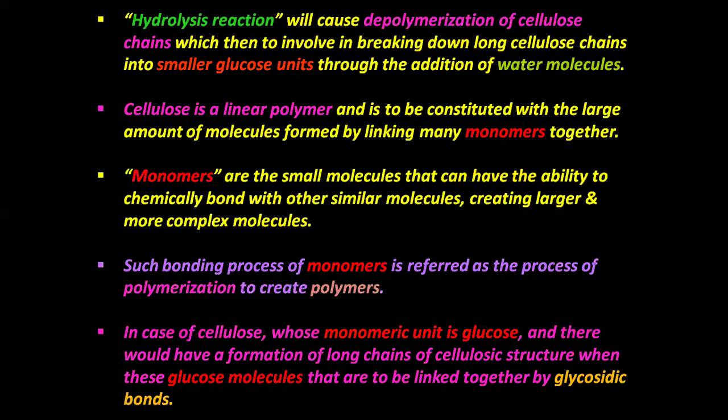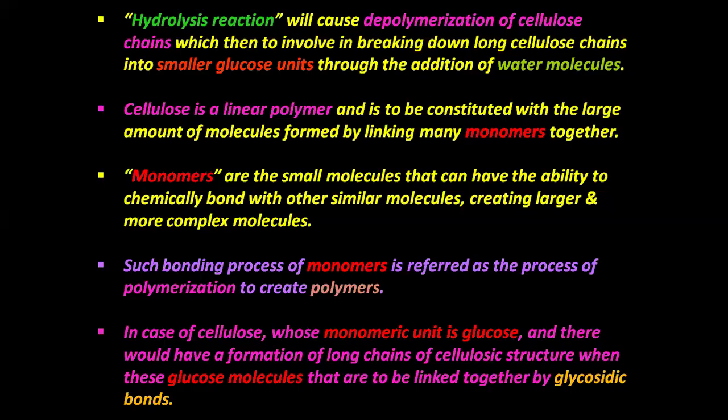Hydrolysis reaction will cause depolymerization of cellulose chains, which involves breaking down the long cellulose chains into smaller glucose units through the addition of water molecules. Cellulose is a linear polymer constituted of a large number of molecules formed by linking many monomers together. Monomers are small molecules that have the ability to chemically bond with other similar molecules, creating larger and more complex molecules.